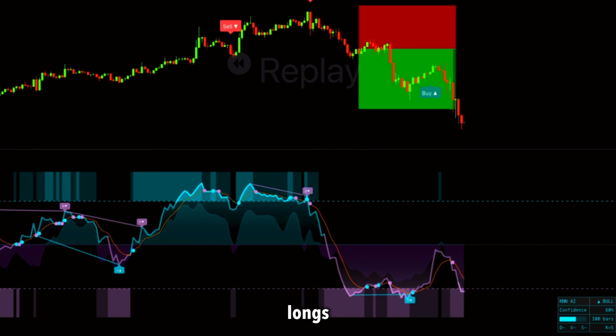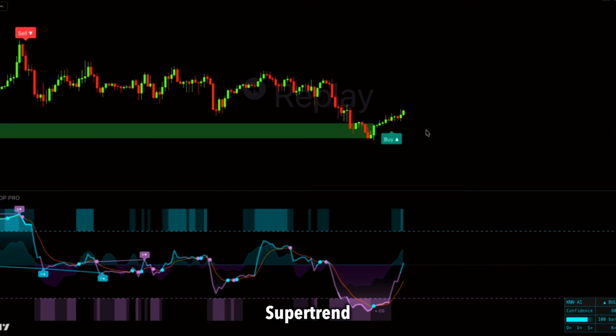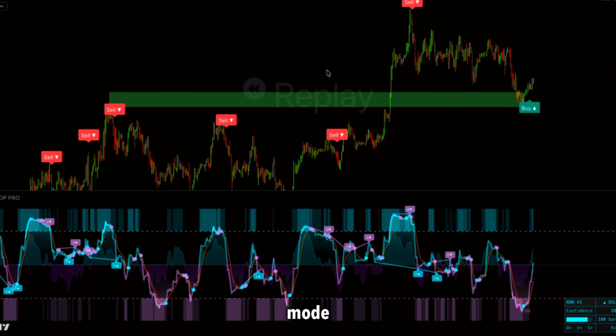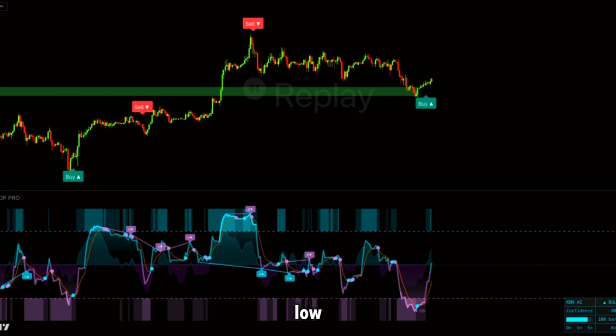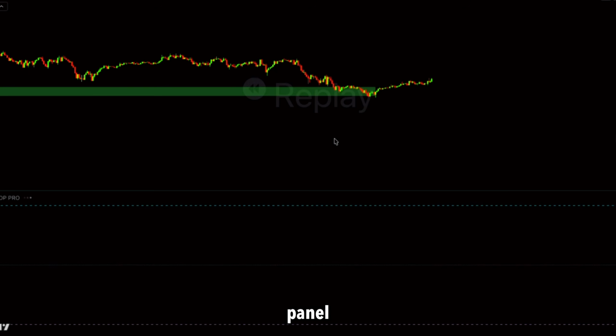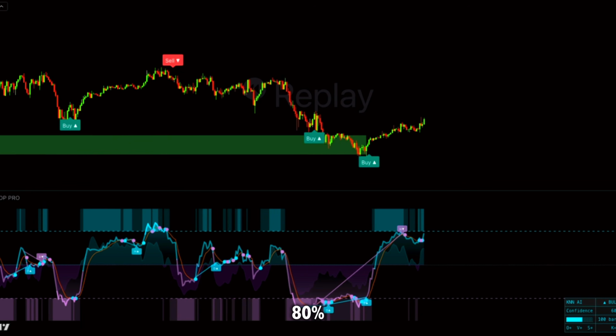Entry rules for longs. Supertrend fires a buy signal in reversal mode on the 4-hour chart. Price is at or near a recent structural low. Artemis Oscillator K&N panel shows bull bias with at least 80% confidence.